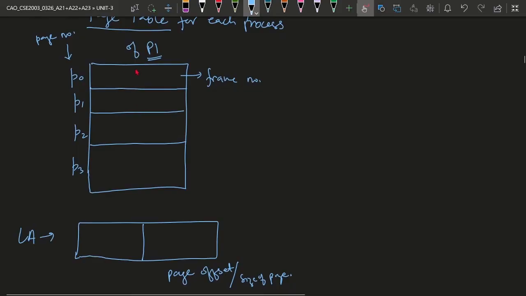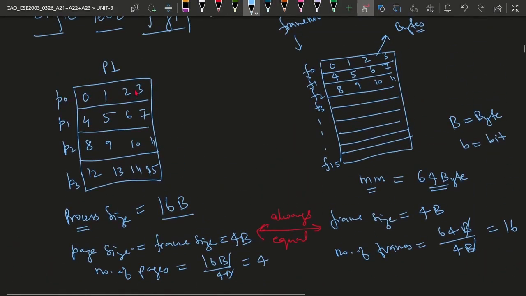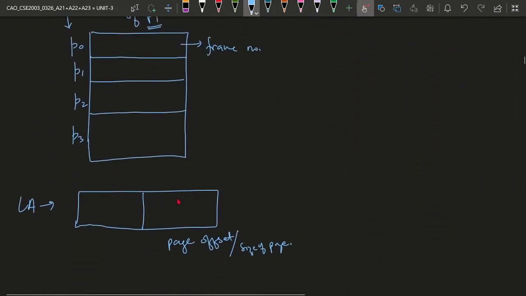Here in this case the size of the page is 4, that means each page is storing 4 bytes. So how many bits will be required? We need to find how many bits are able to indicate 4 bytes. 2 bits will be sufficient, because 2 to the power 2 is 4, so it can store 4 bytes. So the page offset will be of 2 bits.